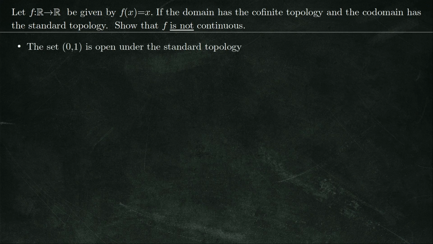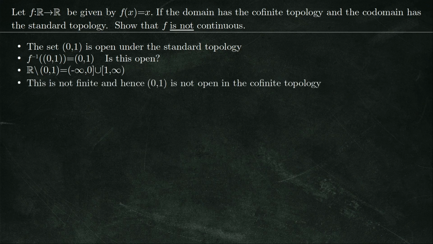So let's look at the set (0, 1), and this is open under the standard topology. We look at the pre-image of this, and this is just (0, 1) again. Is this open? So we take the complement, and that is the union of these two infinite sets, and hence this is not finite, and hence (0, 1) is not open in the cofinite topology, and therefore f is not continuous.